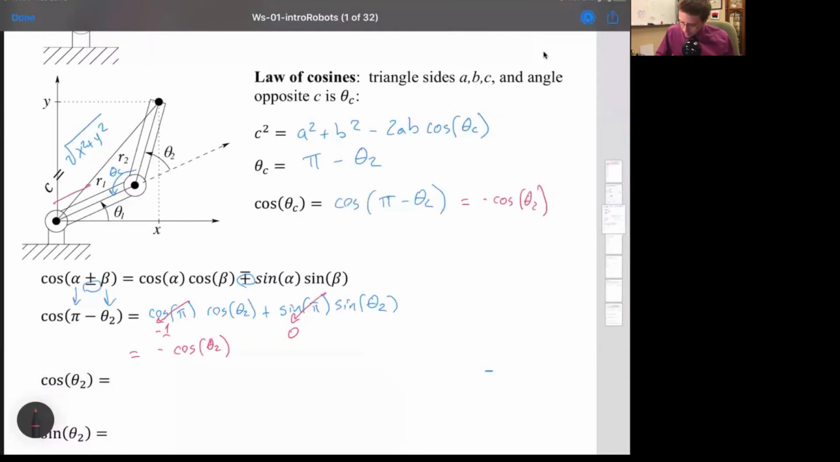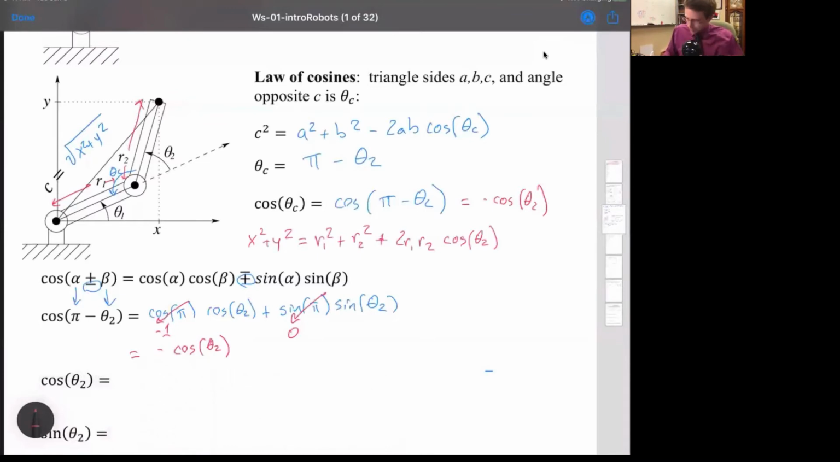This distance, R1, is A, and R2 is B. I've got C over here, so I've got everything that I need in order to plug into this formula. Plugging that in, we say that C squared is equal to x squared plus y squared. Then A squared is R1 squared, plus R2 squared, minus 2 R1 R2 times the cosine of theta C, which is really going to be negative cosine of theta 2. So let me propagate that negative through there.